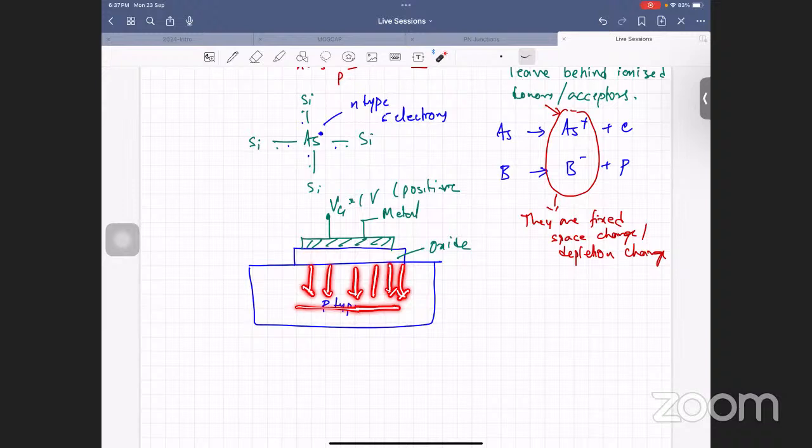Yes, sir. Good. So now when it repels, what do you have left behind? There is a negative charge or a positive charge. When you move away holes, what is left behind? Positive, sir. Negative charge. Very good. So basically you have lots of negative charge here, just under the gate.